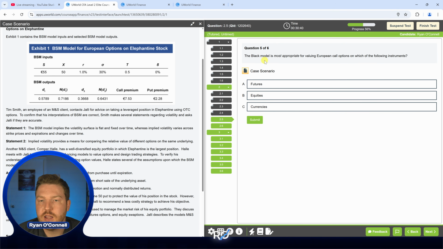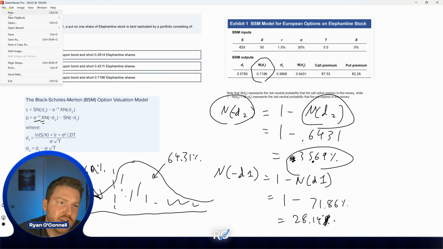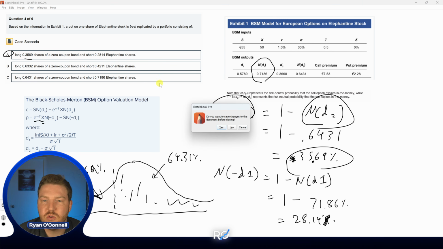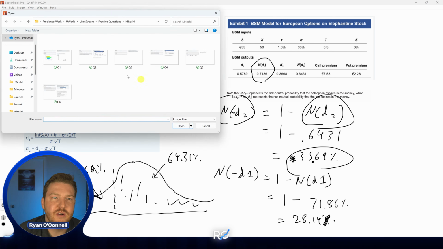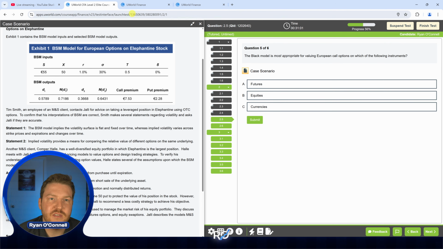So let's take a look at what it's saying about the Black model. It's kind of funny that there's the Black-Scholes-Merton model, which is the most popular option pricing model, and then there's another option pricing model called the Black model. It's funny how the names end up, or maybe it's the same guy.